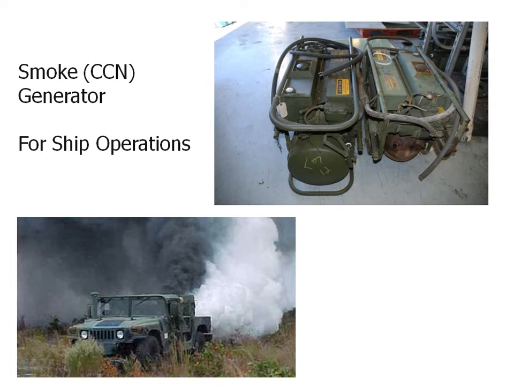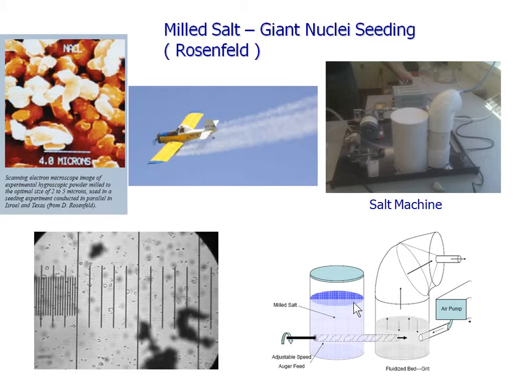Here's the smoke generator that Lynn Russell has rustled up. This is not on a ship right here, but this is going to be our CCN generator. Not very pretty, but apparently it makes a lot of smoke and dust, and you can see why. I guess this is used by the military. I forgot to mention that, but it's pretty obvious.